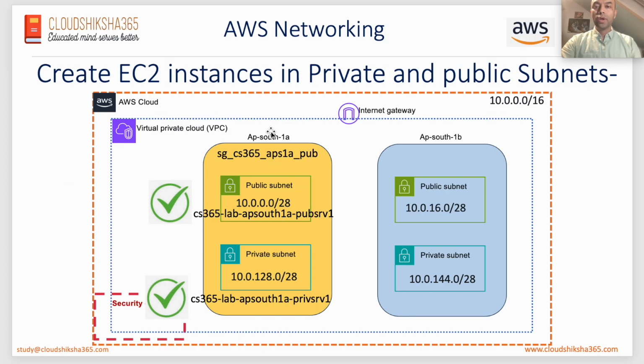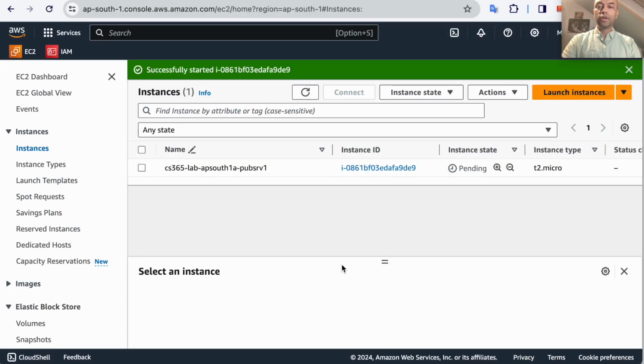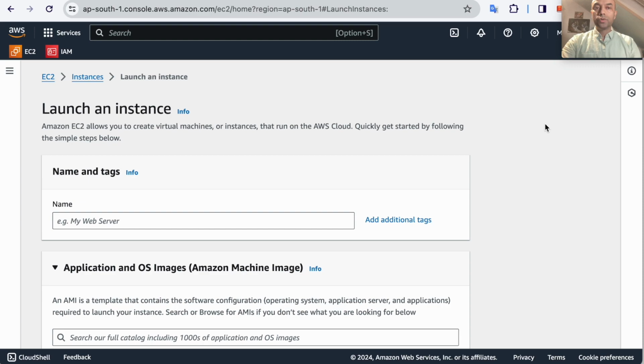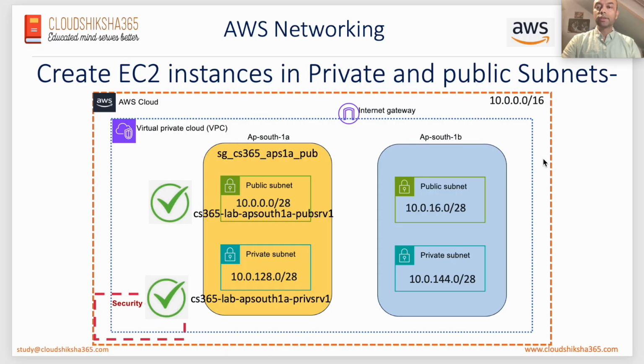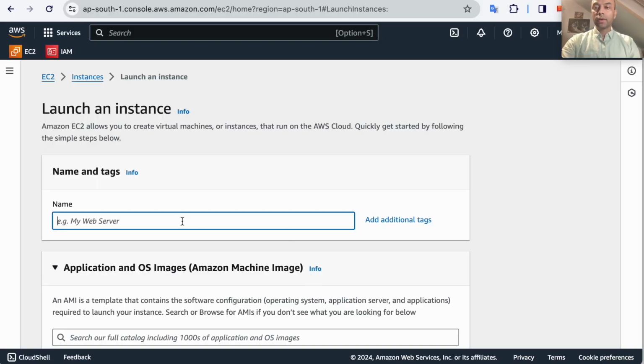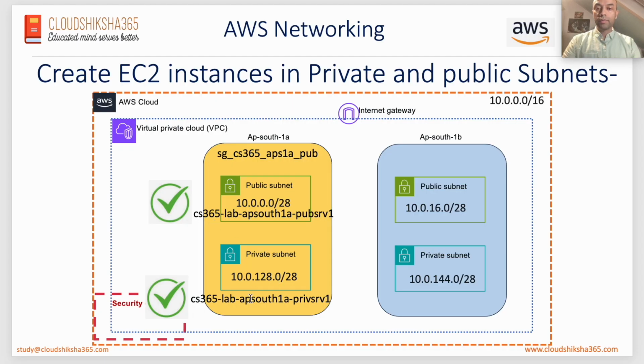As per the topology that we are going to define, within the same AP South 1A we are going to create another EC2 instance. I will go back and go to launch instance. The diagram is important, because then we know what we are doing. We are focusing on only one availability zone, and the other availability zone we can focus on later. That also makes it clear which private subnet we are going to create.